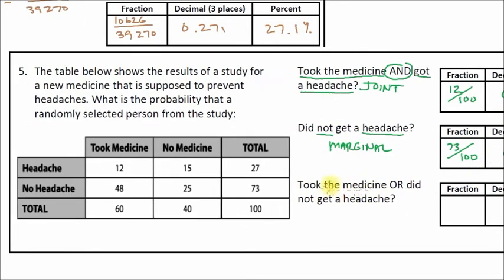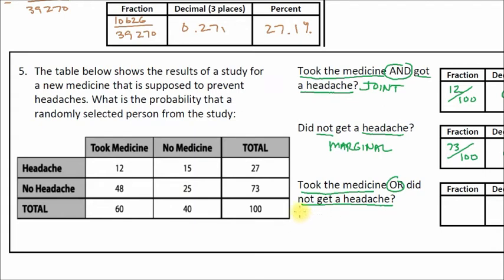Took the medicine or did not get a headache. Well, if you think about this, took the medicine is a column and no headache is a row, and that means we've got a probability where there is overlap, because took the medicine is going to be the total of this column and no headache is going to be the total of this row, and there's an overlap here. We're double counting.